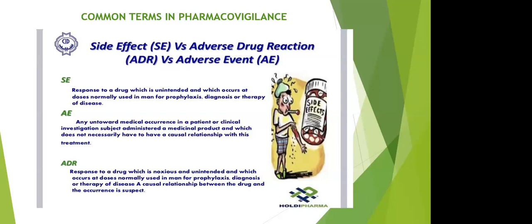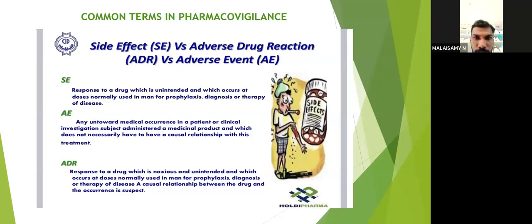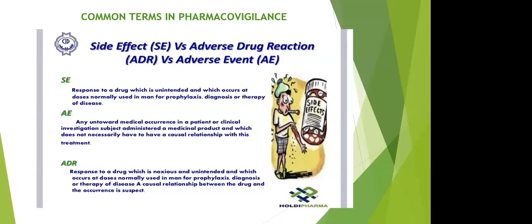So what is adverse event? Any untoward medical occurrence in a patient or clinical investigation subject administered a medicinal product and which does not necessarily have to have a causal relationship with the treatment. So before seeing this, we need to see what is causal relationship. So causal relationship refers to the connection between two events, where one event, that is cause, directly influences the occurrence of another event, that is effect. In simpler terms, cause makes the effect happen.